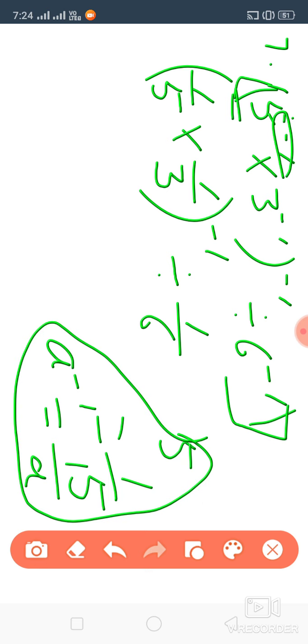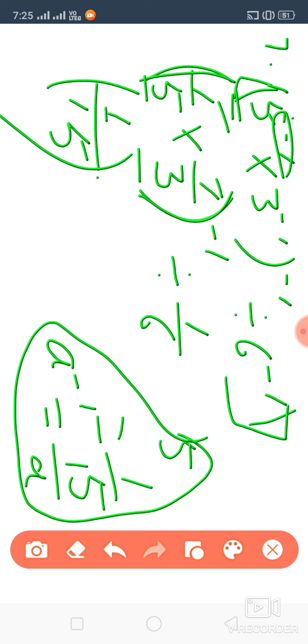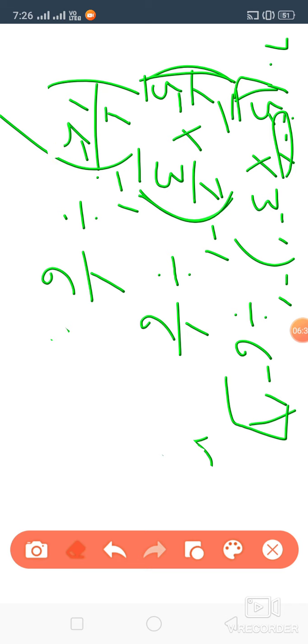Now we have to solve this part. Inside the bracket, what is there? 1 into 1, how much will we get? 1 only. Then 5 into 3, how much will we get? 15. And its whole power is minus 1. Then divided by 1 by 6. Okay, so this much we have got: (1/15)^-1 divided by 1 by 6. Now further you can solve. Now this part.